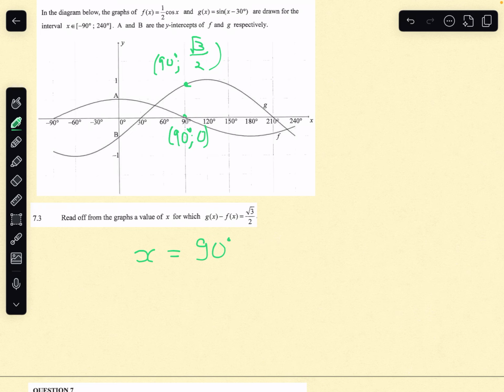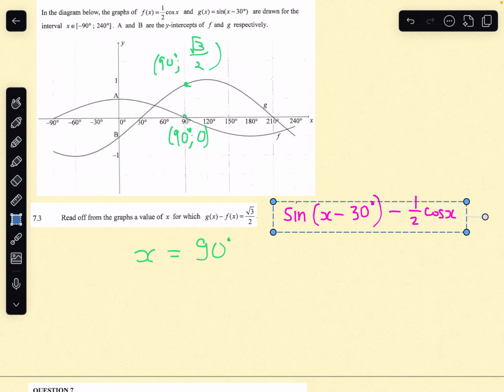I don't know. Do you want to try solve this? Maybe we can solve it. Let's have a try. So we're looking for places where sine of x minus 30 minus a half cos x is equal to root 3 over 2.